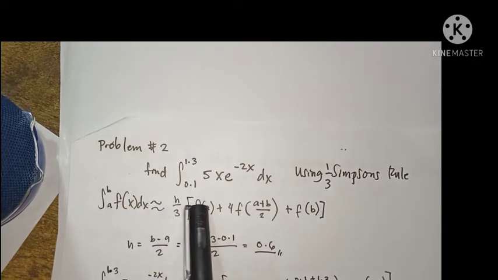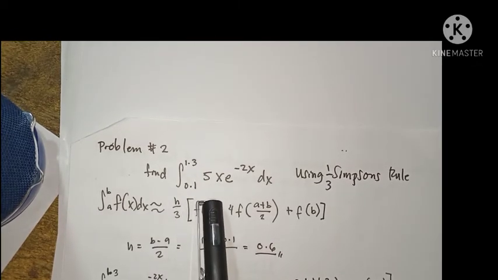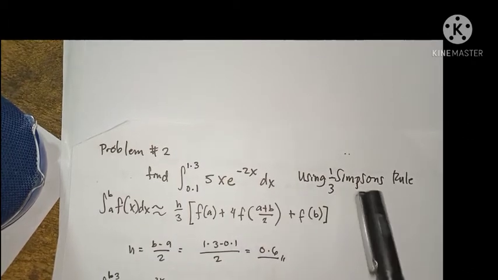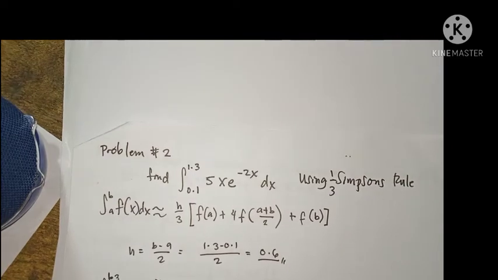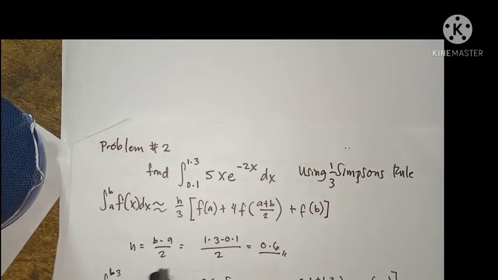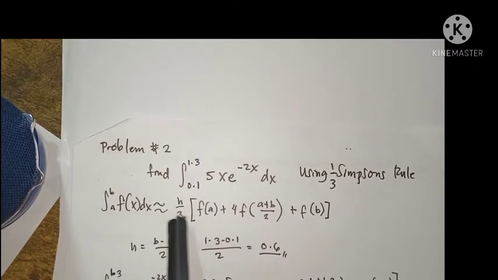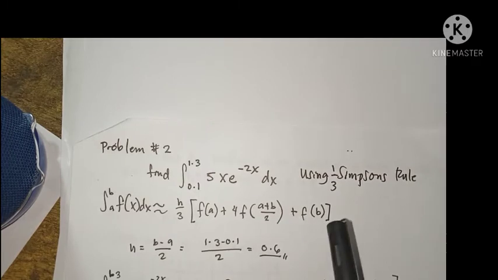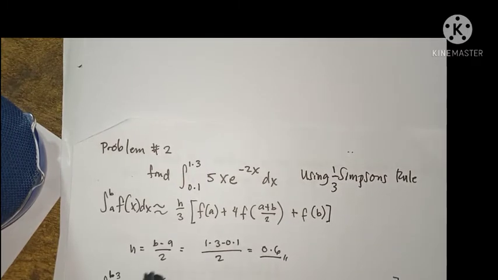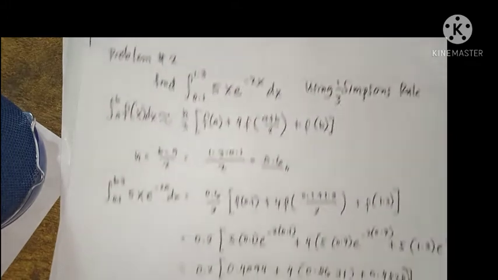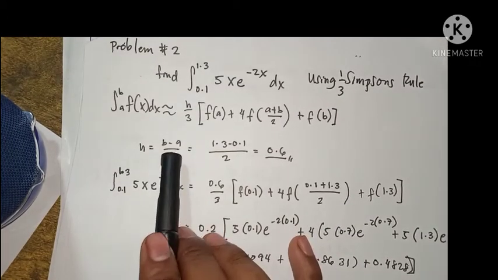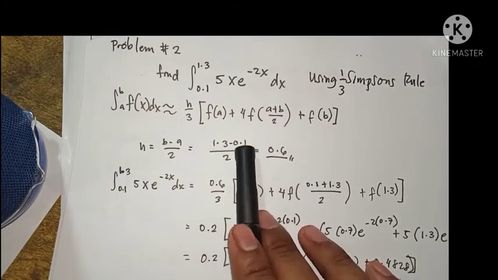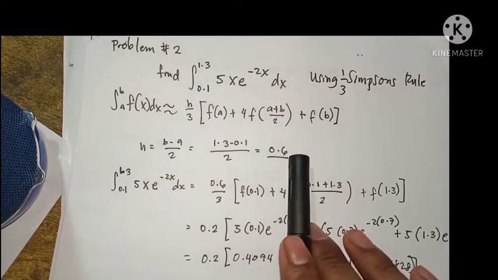Find the integral from 0.1 to 1.3 of 5xe raised to negative 2x dx using 1/3 Simpson's rule. So same as the earlier problem 1, the integral of function of x dx is approximately h over 3 times function of a plus 4 function of a plus b over 2 plus function of b. So this is h, the step value, which is b minus a over 2, 1.3 minus 0.1 over 2, is equal to 0.6.